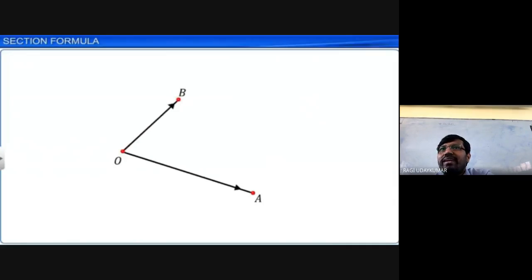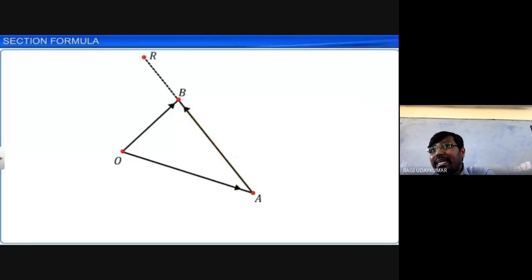So the next one is the section formula. O is the initial point and A is one point; O to A is one point and O to B is another point. The line segment AB is divided by another point in the ratio of M to N. It is a directed line segment, you can call it a vector directed line. R is a point on the directed line segment AB, and OA we represent like that. Suppose R divides AB in the ratio M is to N.